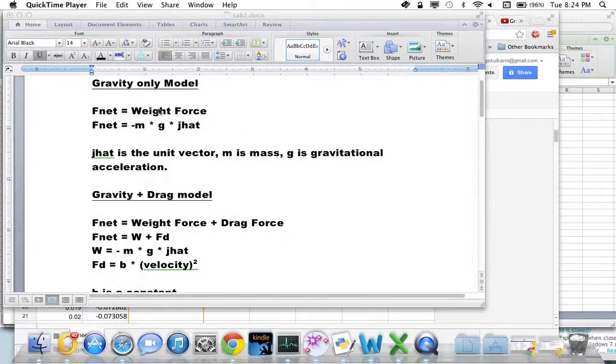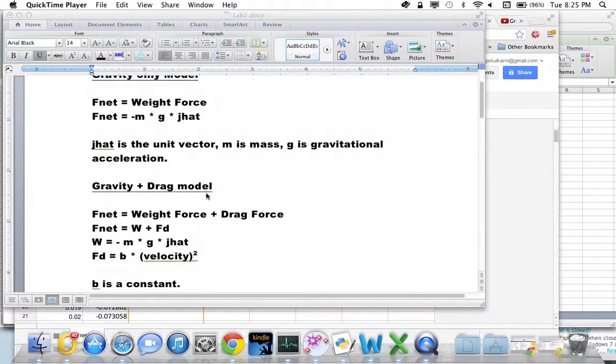So we did an experiment, and we set F net. We pretended that gravity was F net, and there were no other forces acting on our crumpled piece of paper that we dropped from about 10 feet. F net here is equal to minus m multiplied by g multiplied by j hat. J hat is the unit vector, m is mass, and g is the gravitational acceleration.